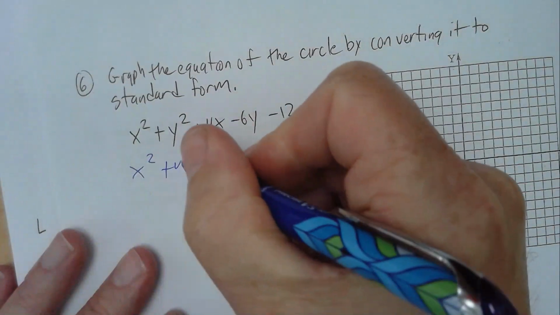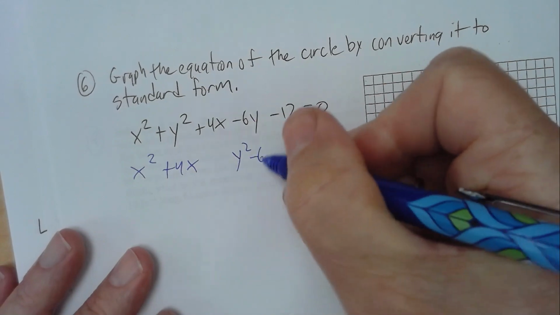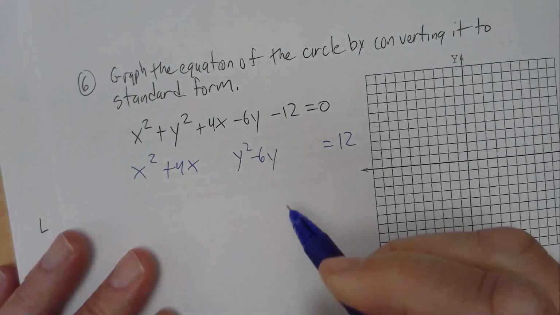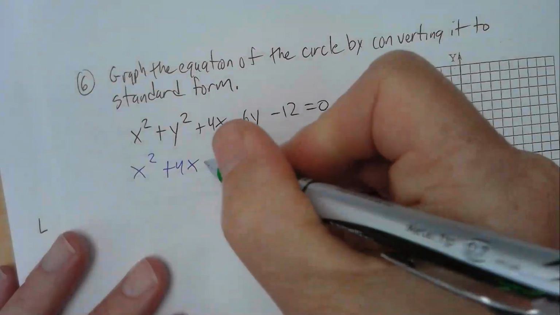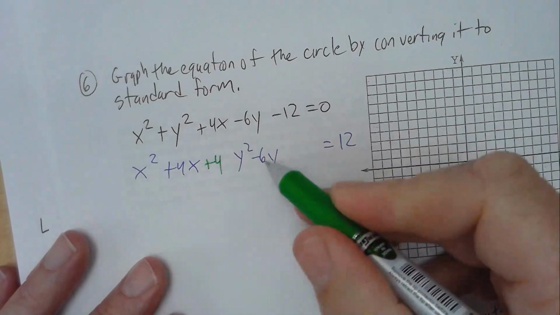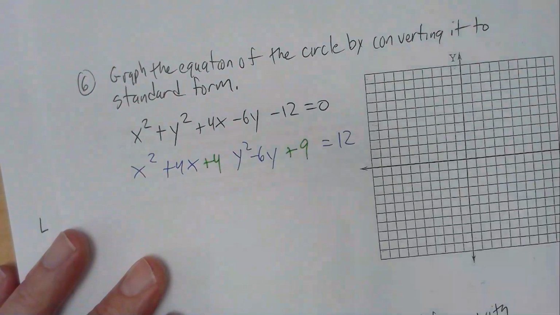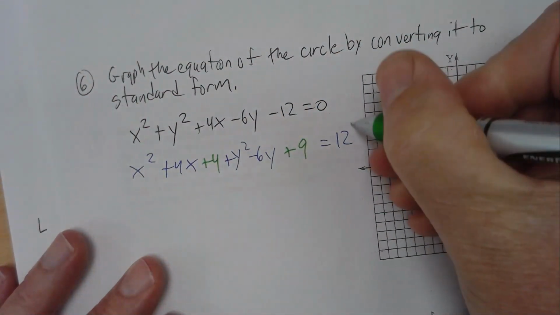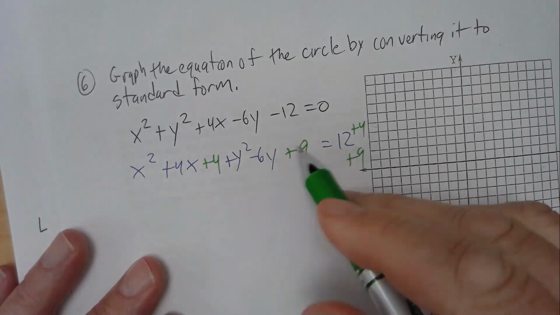We get x squared plus 4x, leave a blank space, y squared minus 6y, leave a blank space, equals 12. So we do half the middle term squared. So that's going to be a plus 4. Half the middle term squared here is a plus 9. Now if you add 4 and 9, right, so you got to add 4 and 9 over here. So if you add it to one side, you got to add to the other one.